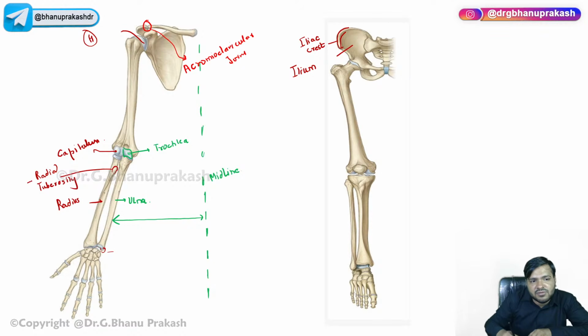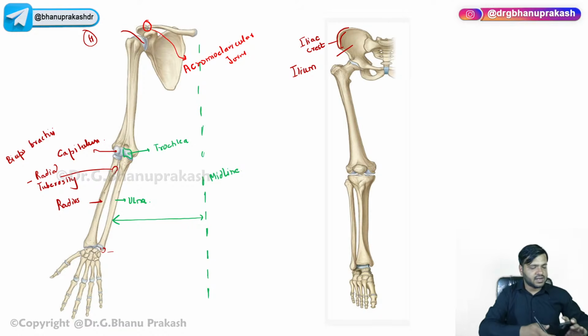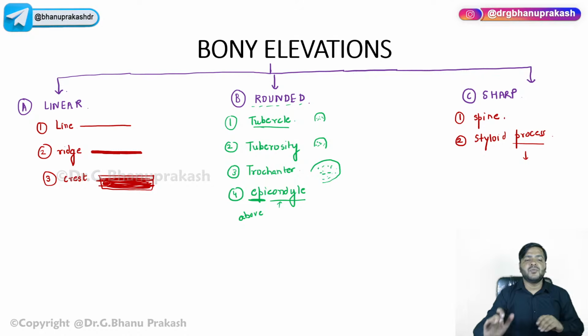Which muscle attaches on the radial tuberosity? That is the biceps brachii tendon. The biceps brachii muscle's tendon attaches over here, right? So that is about the bony elevations.